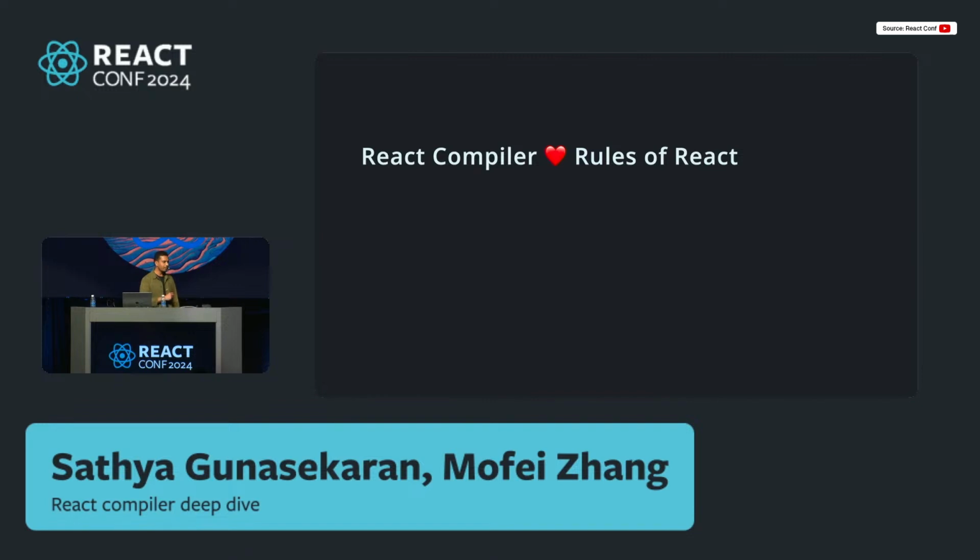Now we've learned about what information the compiler can use to optimize. But how does the compiler actually work internally? I'd like to invite Mofe on stage to talk about how the compiler works.